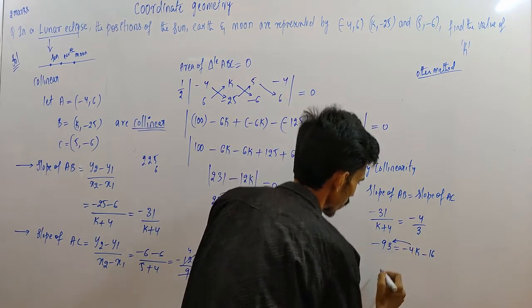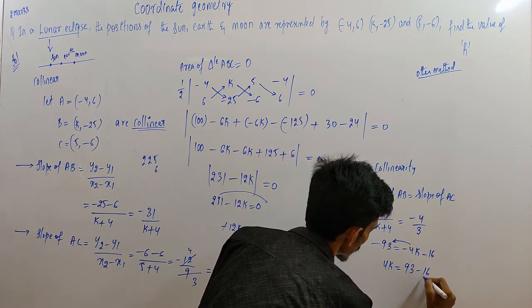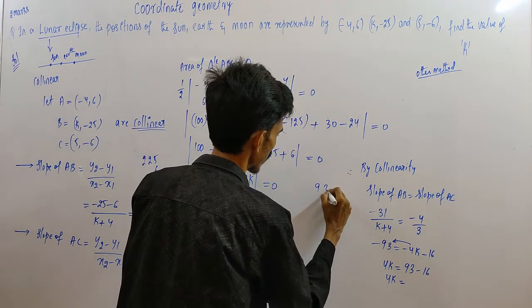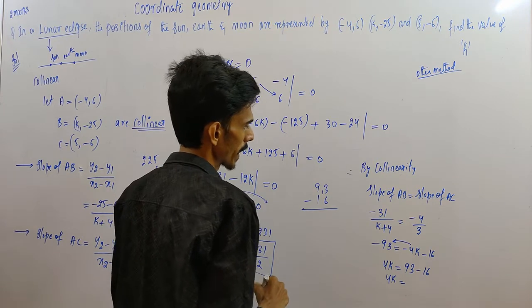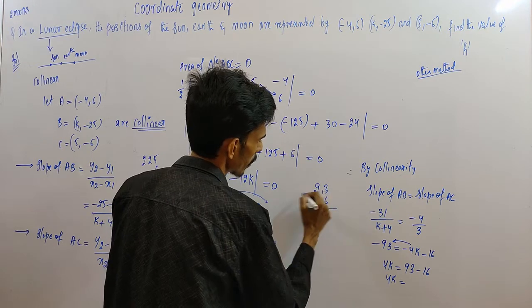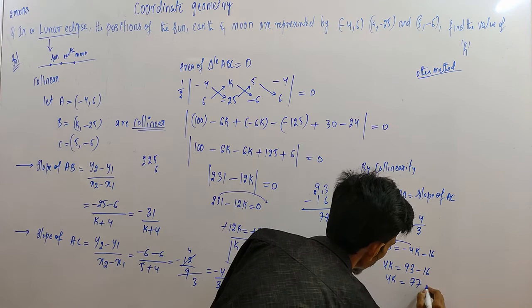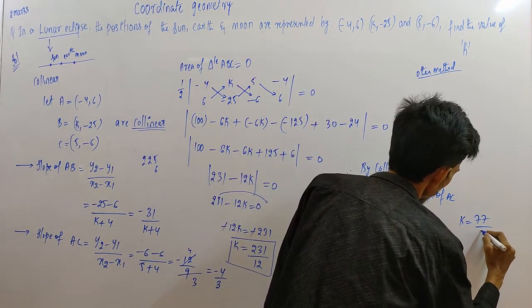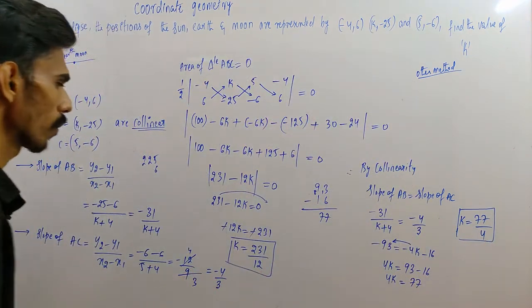Now take 4k here, we have 4k is equal to 93 minus 16. This will become 77. So the k value will be 77 by 4. We got k value as 77 by 4.